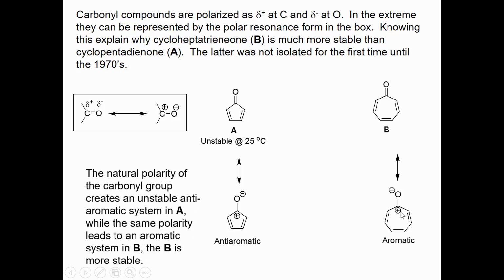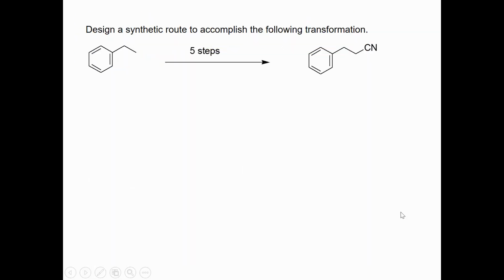Okay, so we would say that the natural polarity of the carbonyl group creates an unstable anti-aromatic system in A, while the same polarity leads to an aromatic system in B. Thus, B is more stable. Okay. All right, we're going to do a synthesis problem here.